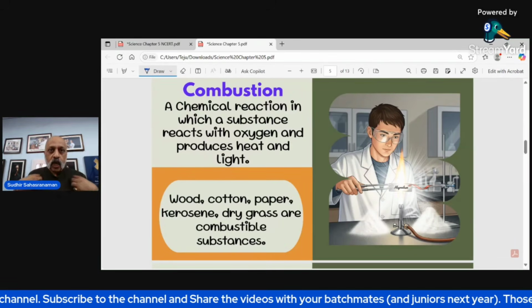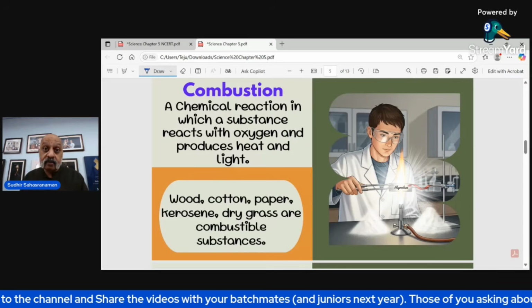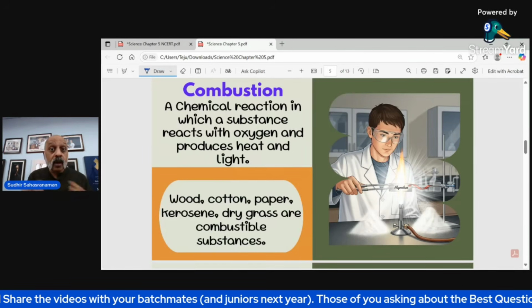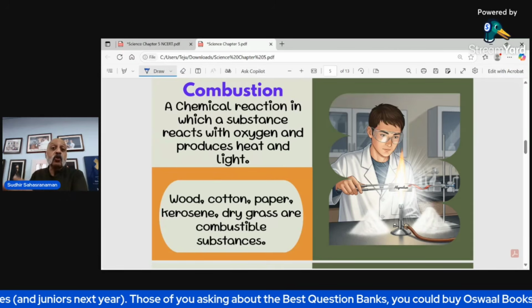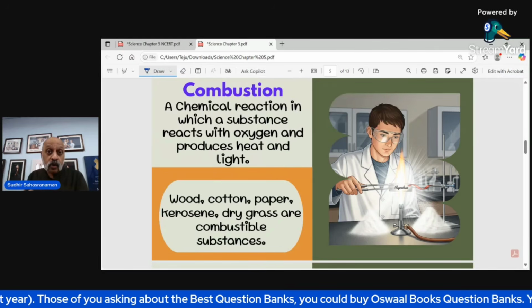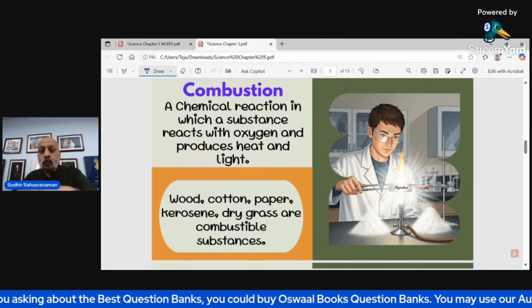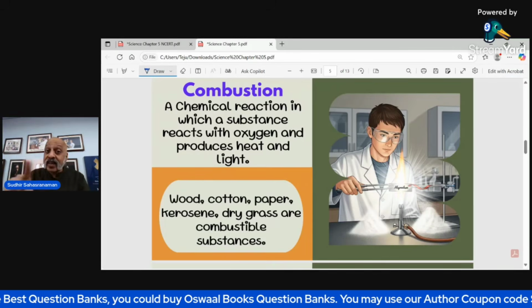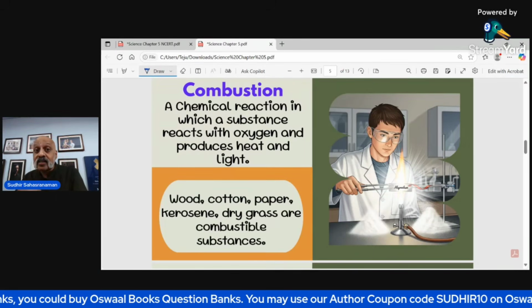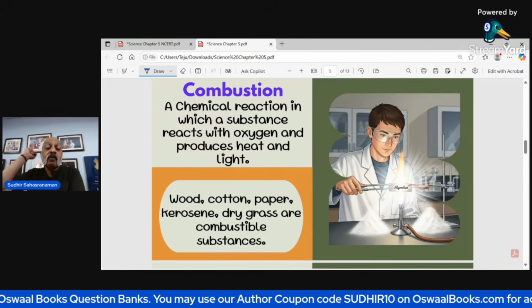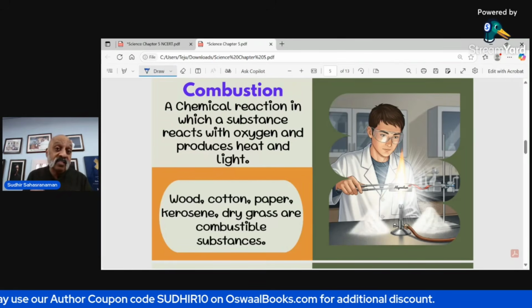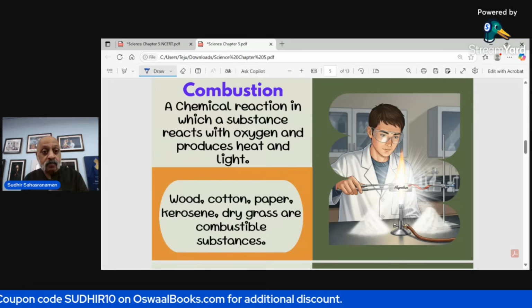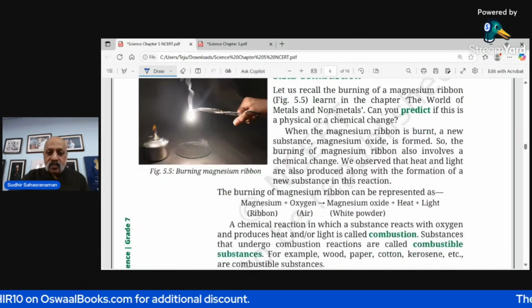Cotton, a cotton shirt will easily catch fire, right? So cotton is combustible. Paper, you can burn paper easily, you know that. Kerosene, obviously you use kerosene as a fuel also, right? Dry grass, if you put grass which is dry, wet grass will take time to burn, but dry grass, if you put a matchstick on it, it will burn immediately. Why? Because all these are combustible substances. So that is something which you need to remember. So this is what is combustion.